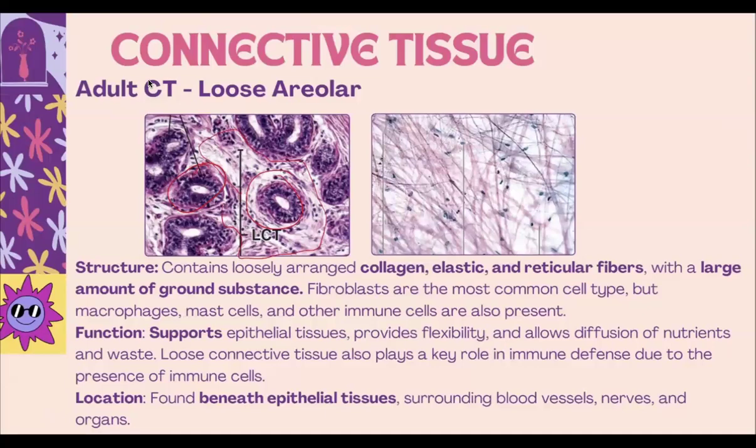So you would find a large amount of ground substance. You'll see that they have fibroblasts as well, obviously. They can also have macrophages and mast cells. Their main function is to support the epithelial tissues. They're under it, and they allow diffusion of nutrients. Because they're very loose, not densely packed, nutrients can flow through very easily. And they're also involved in immune defenses, as we mentioned, because they contain macrophages and mast cells.